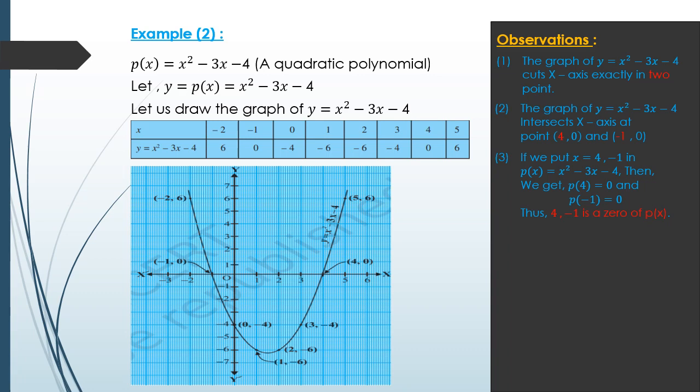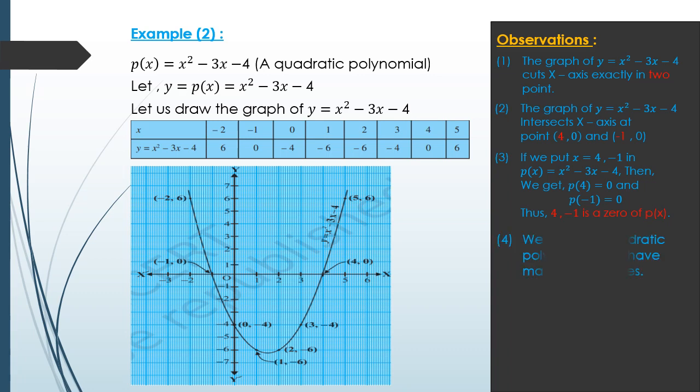So for the real numbers 4 as well as minus 1, we find that the values of the given polynomial p of x is equal to x square minus 3x minus 4 are 0. So we can say that 4 and minus 1 are zeros of the given polynomial p of x. Once again we can say that the x coordinates of the points of intersection of the graph and the x-axis are zeros of the given polynomial.